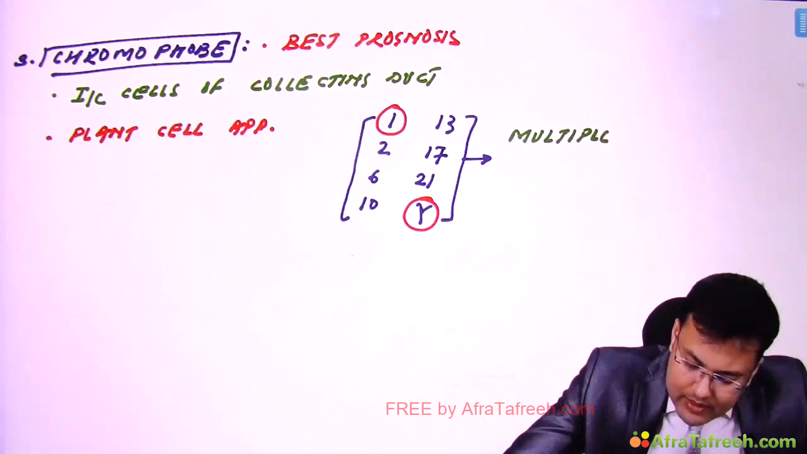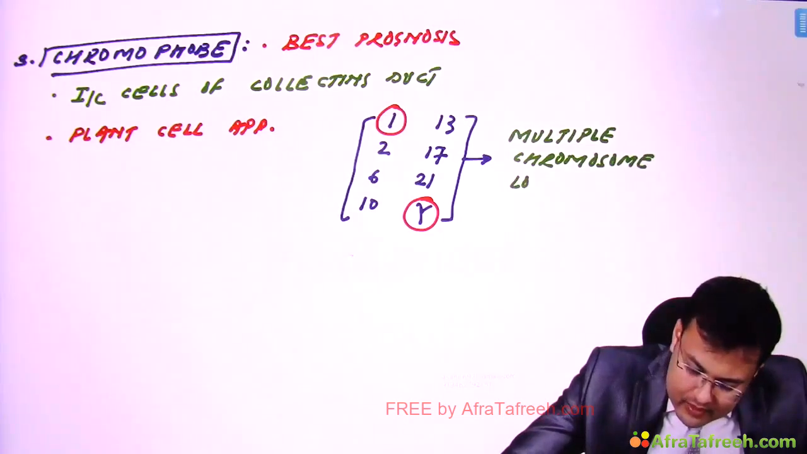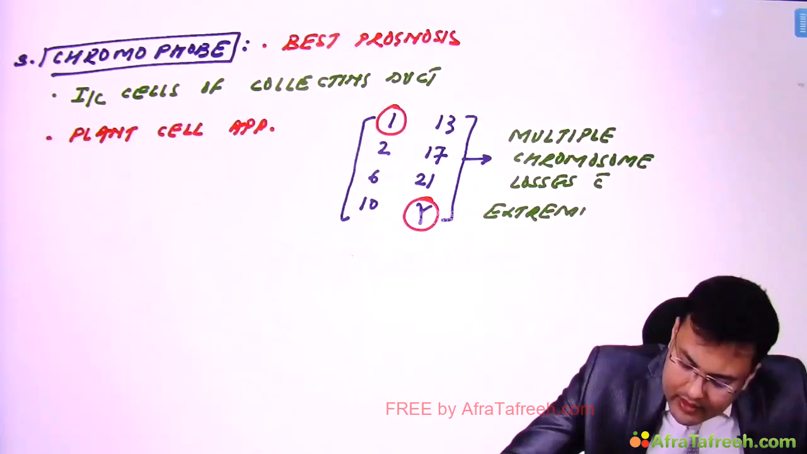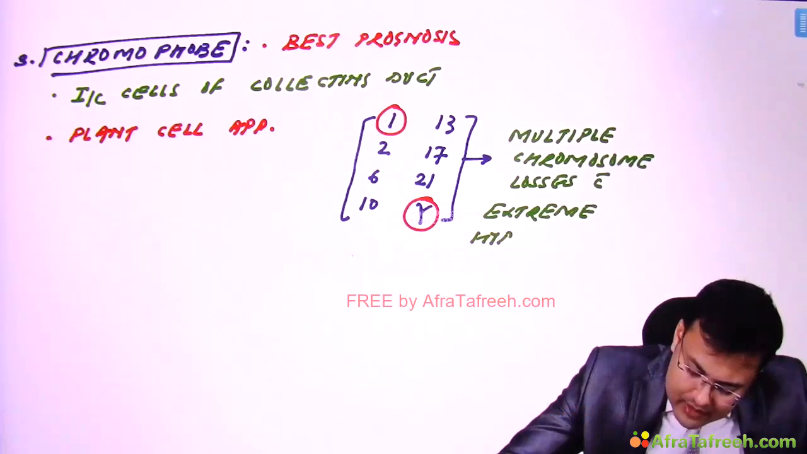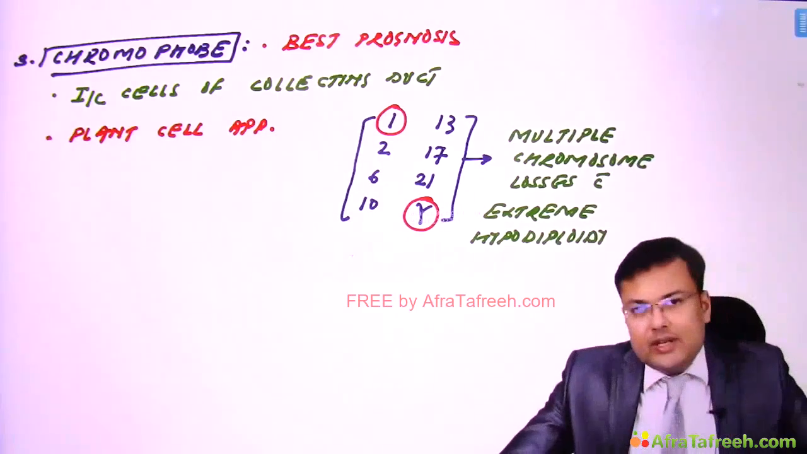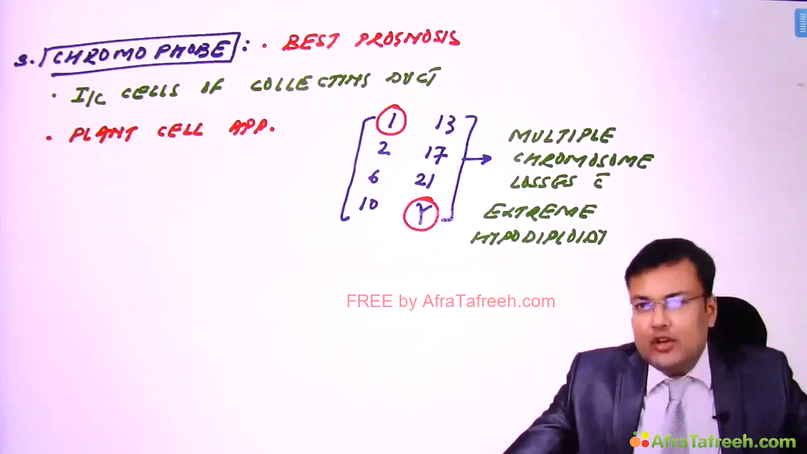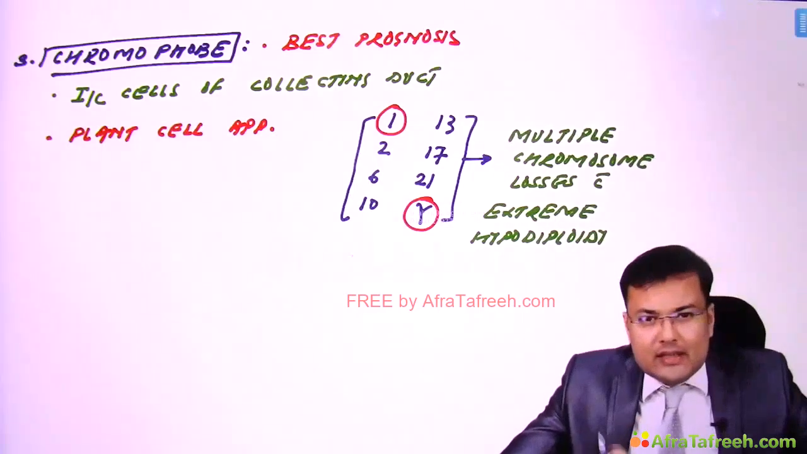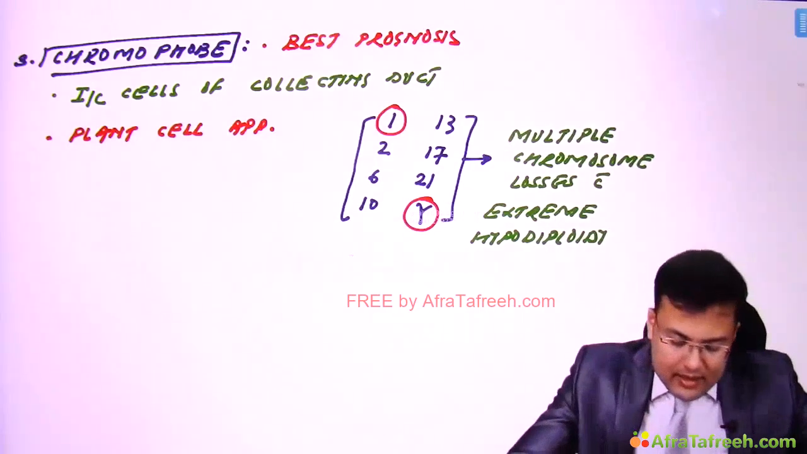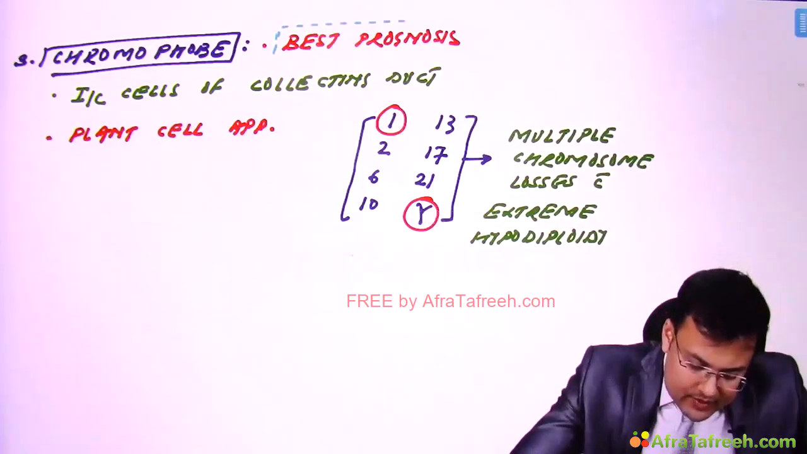So it is characterized by multiple chromosome losses with extreme hypodiploidy. This is seen in the chromophobe variant, and we discussed that this is the variant which has the best prognosis.